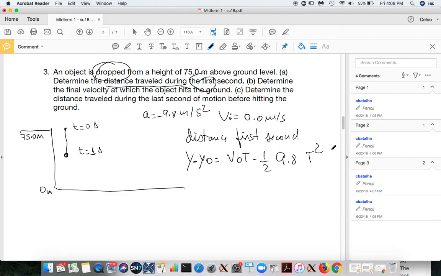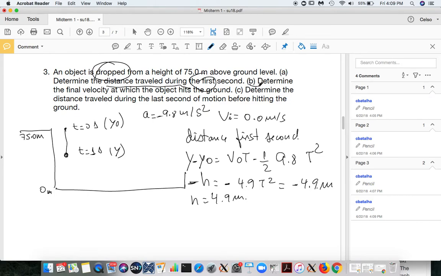So the next thing we do is to say this is y, this is your y naught, right? So y minus y naught is negative of the height, so negative of 4.9 t squared. The time considered is 1 second, so we are talking about 4.9 meters in the first second.